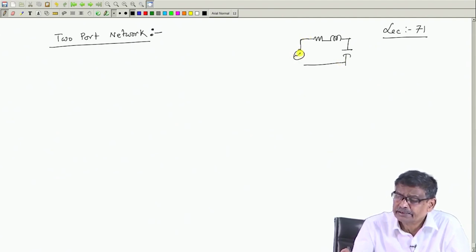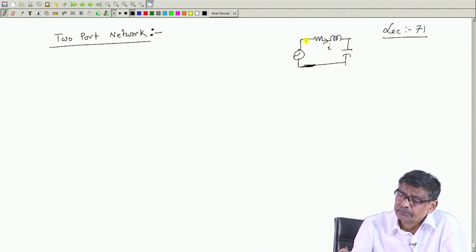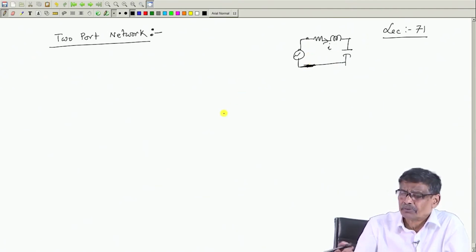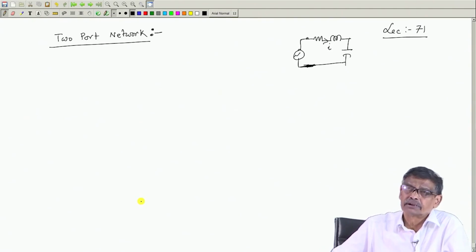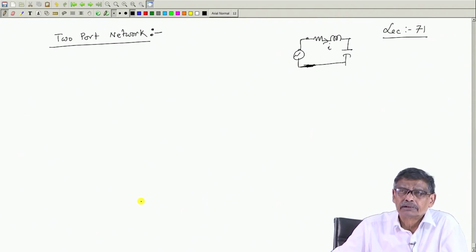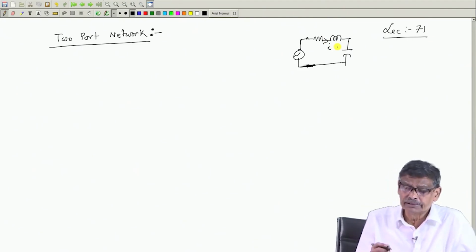You have to excite this network with some input signal, and suppose I am interested to know what the current is. Then these are the two input terminals, and you excite it with current or voltage sources and find out the desired output, either current or voltage across the inductance, whatever. Now, this sort of network is a one port network. You excite it and maybe your current is the output.